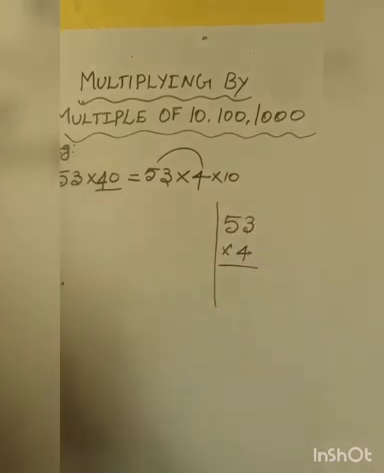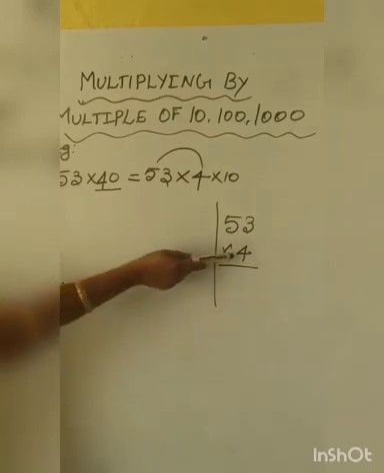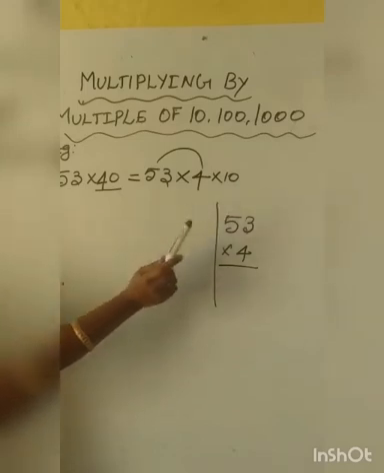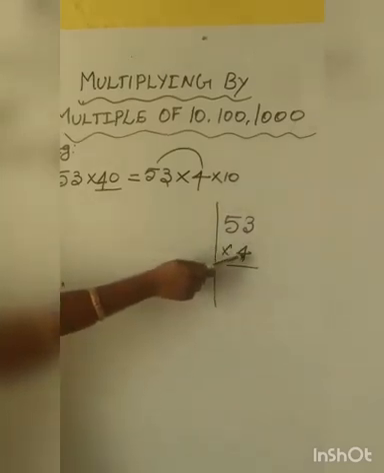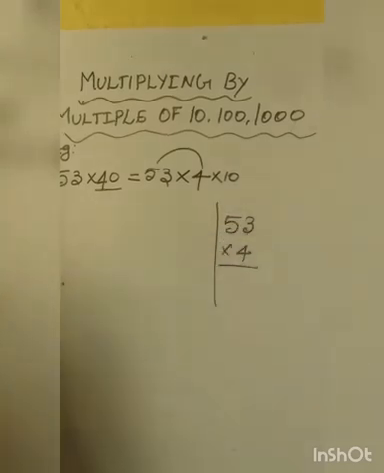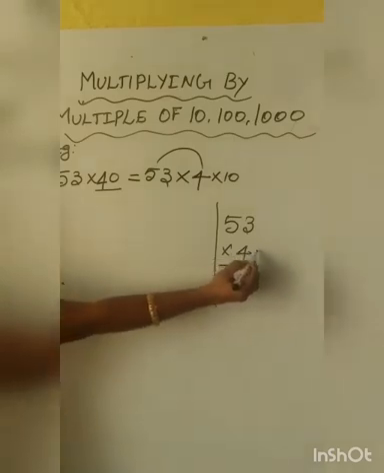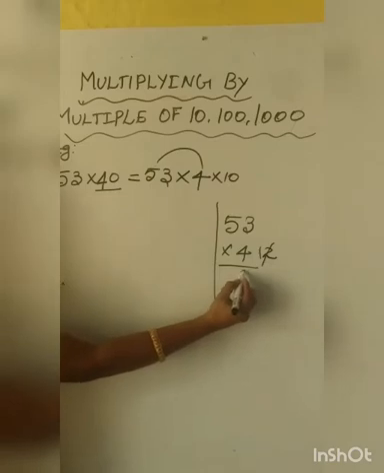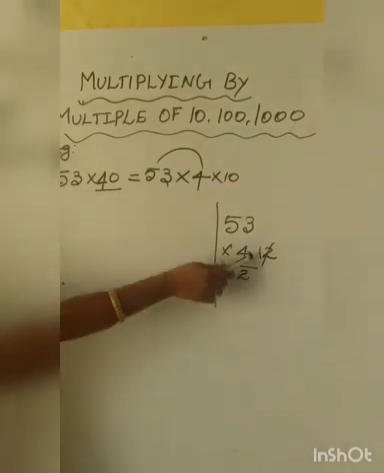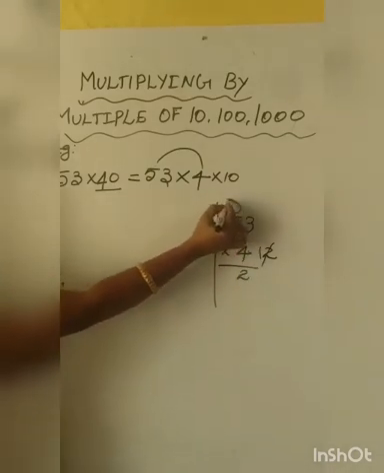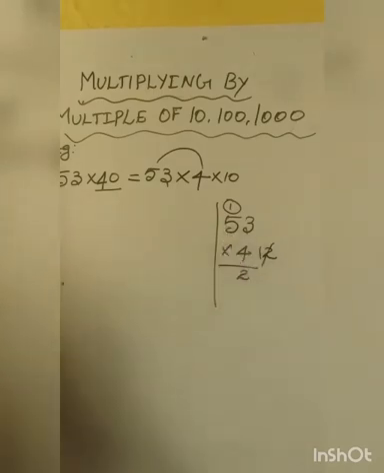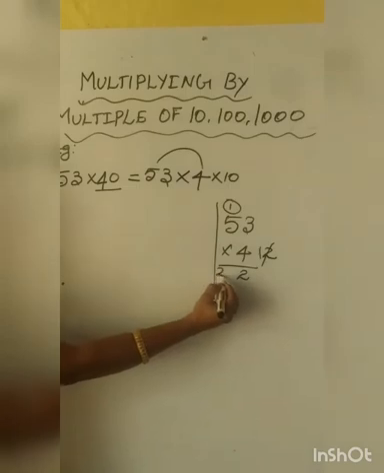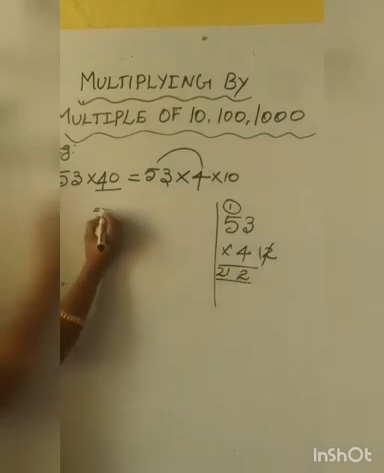So listen guys, when you multiply any number, first multiply the ones place value, next multiply the tens place value. So the first one is 4 3s. 4 3s are 12. Very good. You write 2 in the ones place, and 1 goes to the tens as a carry. Next you multiply 4 5s. 4 5s are 20. 20 plus 1 is 21. So the answer is 212.